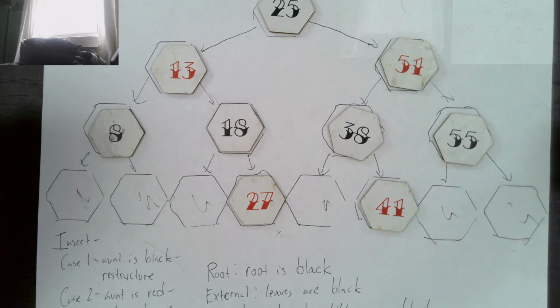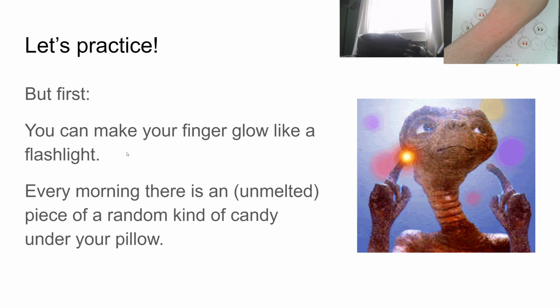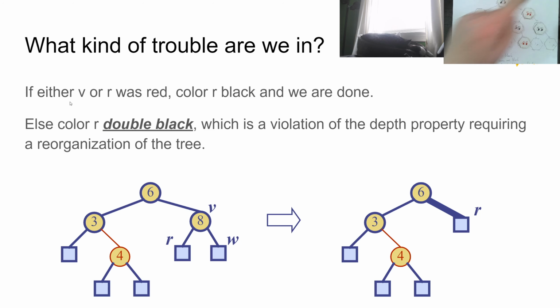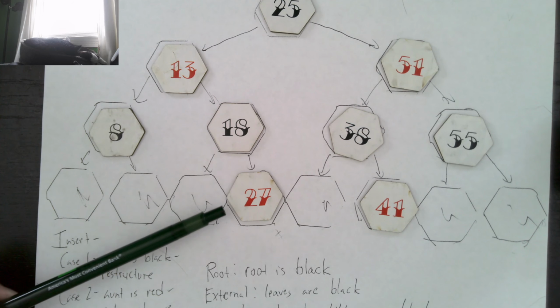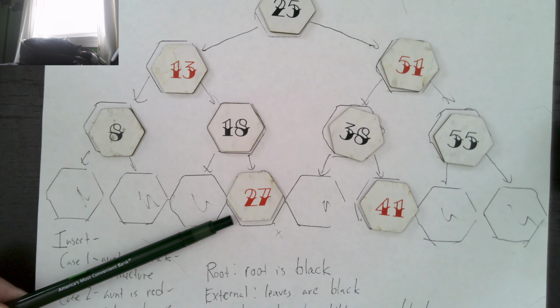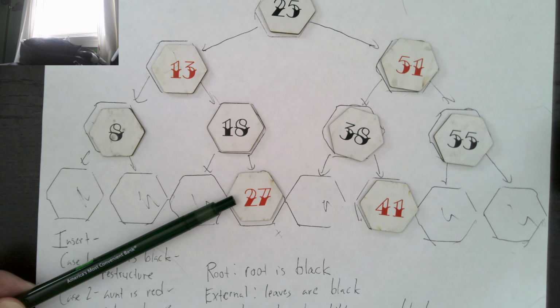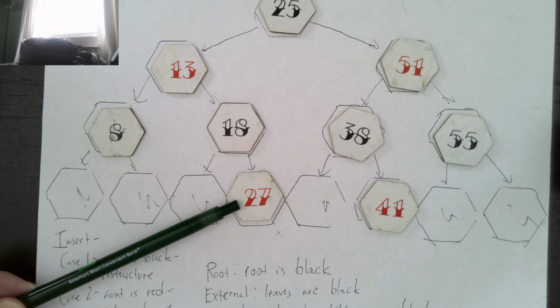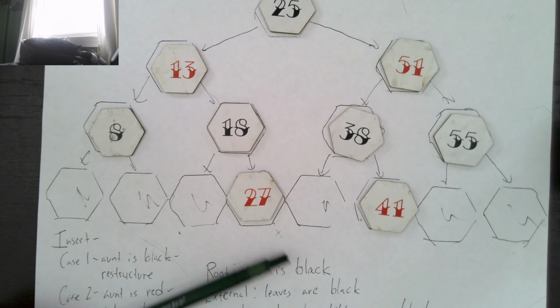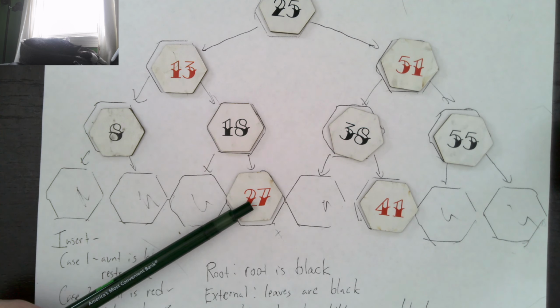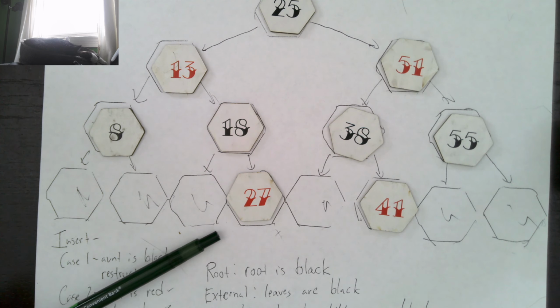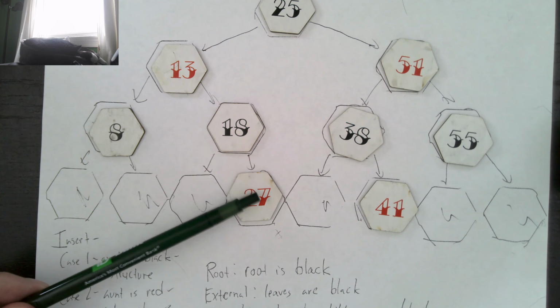So let's go look at our slides. What do we do? If either V or R... So this is V. Or wait, sorry. I got it. This one's V. It's the victim. It's the one we're going to delete, right? We said we're going to delete 27. One of its null pointers is going to be the one that takes its place when we remove it. That one's R, and the other one's W, which is the one that will get deleted along with it.